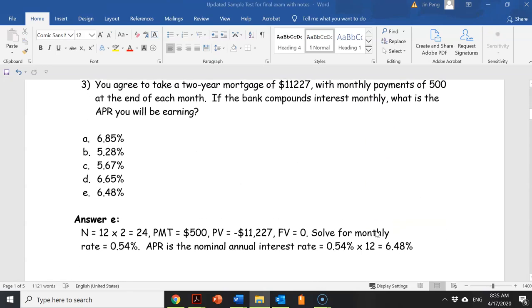Okay, question number 3. You agree to take a 2-year mortgage of $11,227 with monthly payments of $500 at the end of each month.